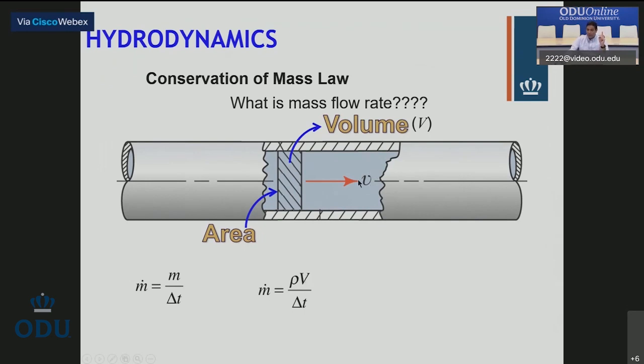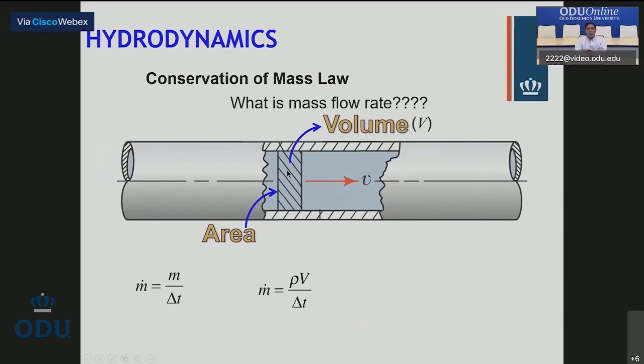So far, the mass flow rate is density, volume, sorry. This is not the same. This is lowercase v, and this is capital V. These are not the same. Be careful. This is volume, this is velocity, okay? So this is density times volume divided by delta T. Now, this volume right here is this volume, the shaded region.